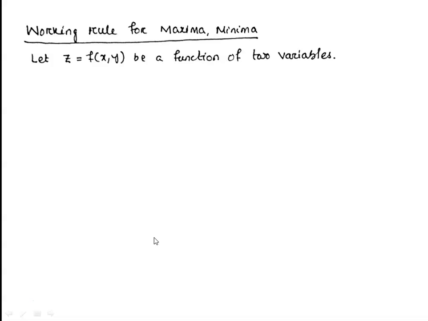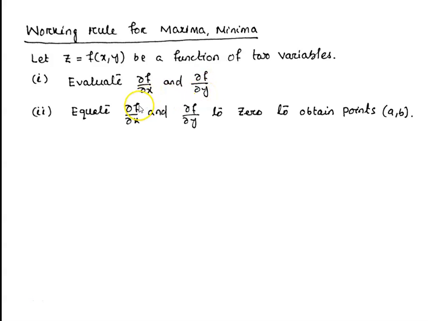Before proceeding to the examples of maxima and minima, let us recall the working rule for maxima and minima. Let z = f(x, y) be a function of two variables x and y. The first step is to evaluate the partial derivative of the function with respect to x and the partial derivative of the function with respect to y. Then the next step is to equate these partial derivatives to 0. In this process, we will get two equations.